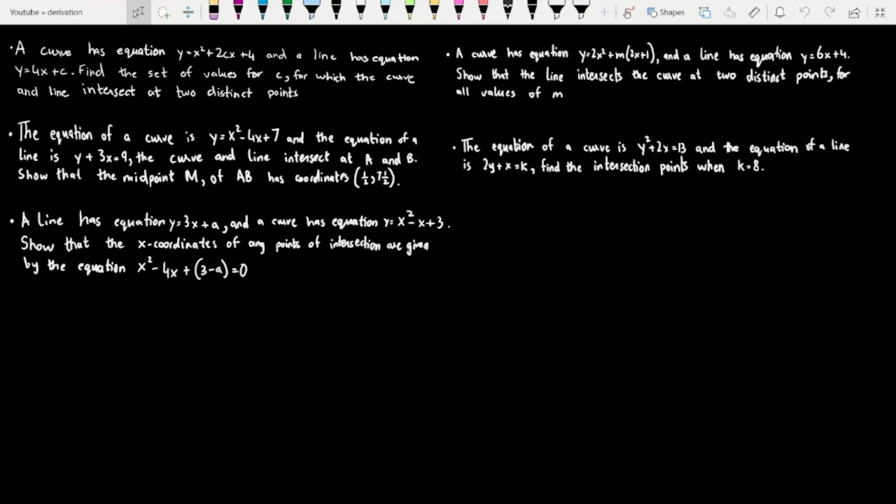So we got some questions. We've already studied how quadratic curves interact with lines. Now we're trying to solve these questions from past papers, and just look at this first question. It says a curve has this equation, which is given to us right over here.